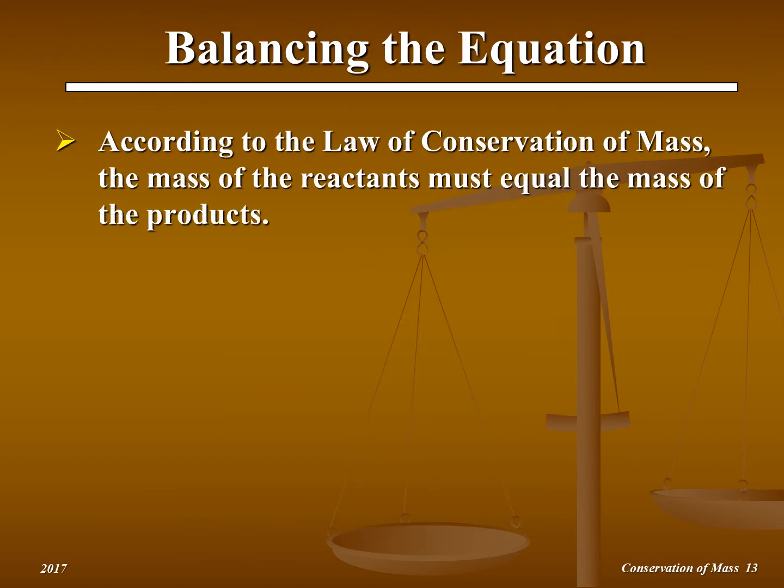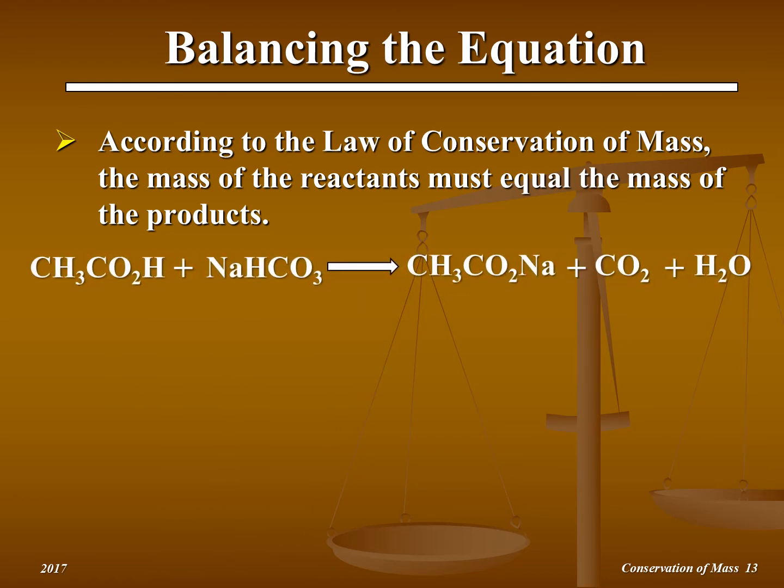We will now do some calculations to show that the law of conservation of mass is indeed confirmed. We start by balancing the chemical equations. According to the law of conservation of mass, the mass of the reactants must equal the mass of the products. A good way to balance a chemical equation is to list the number of atoms of the reactants and the number of atoms of the products.